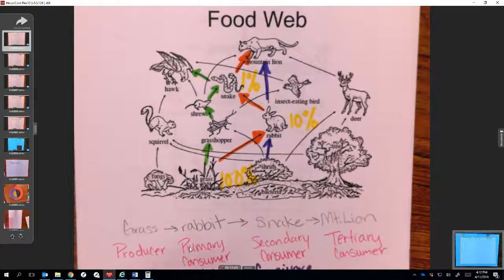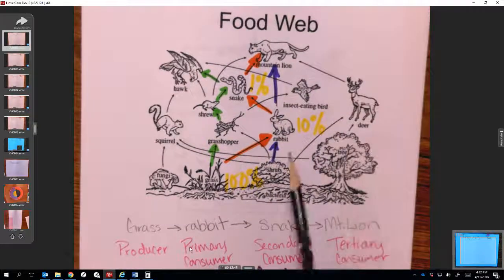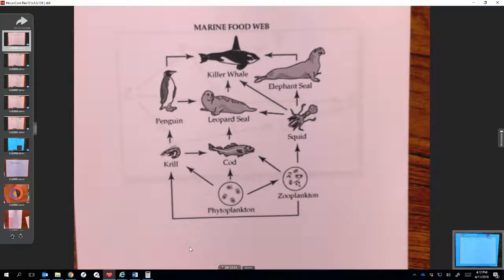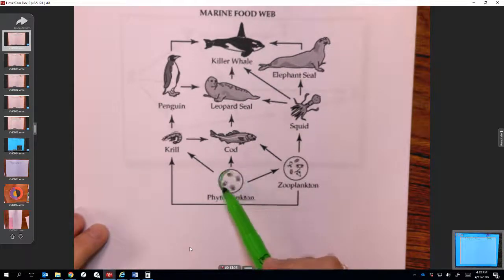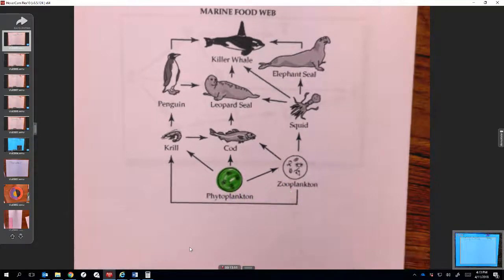So we talked about food webs and how to pull a food chain out, which is one pathway through the web. Now let's look at this marine one. It's kind of weird because it's hard. We don't see a plant. So where's our producer? Well, the producer, if you notice, does not have an arrow pointing to it. So the only one that does not have an arrow pointing to it is this phytoplankton. So the phytoplankton is my one producer in this web.